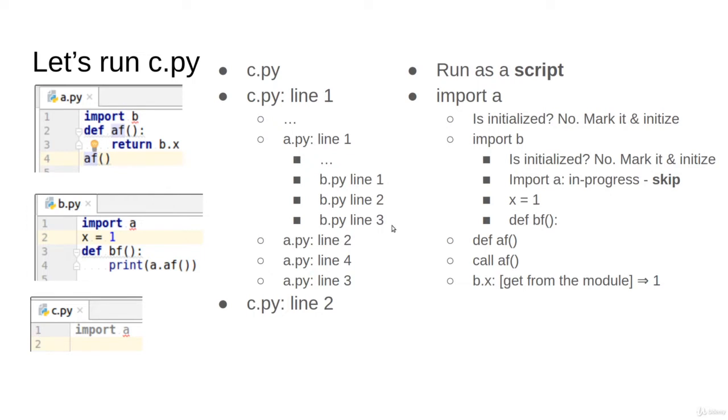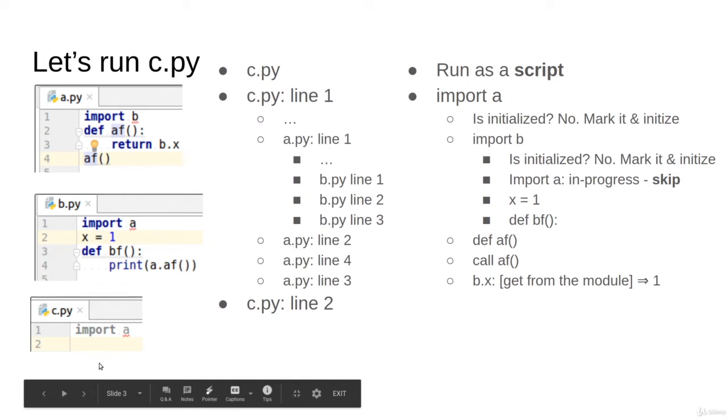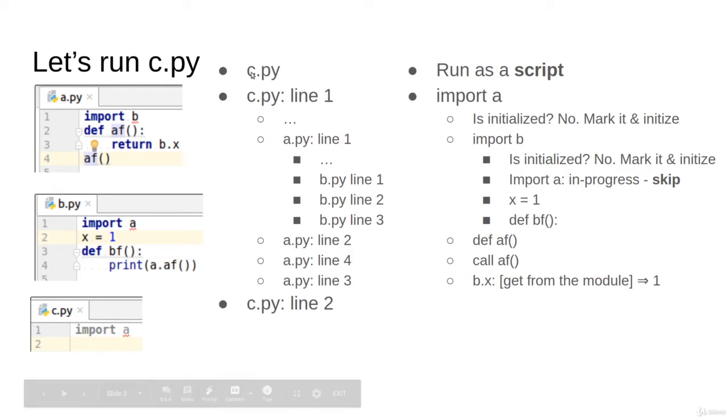Assume we have three files: a.py, b.py, and c.py. And let's run c.py. I'm going to make a step-by-step tracing so that you understand the problem. In c.py, we will run it as a script. We will stress this point in the next slides.